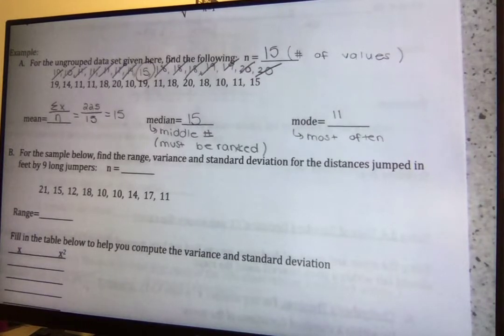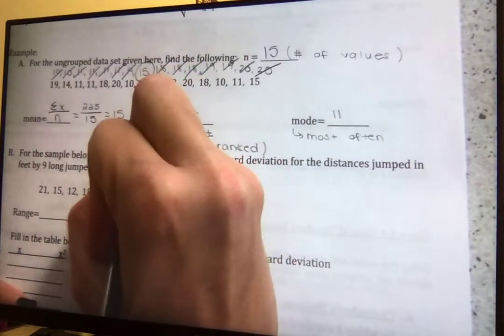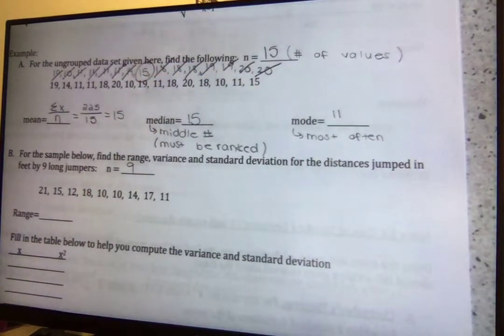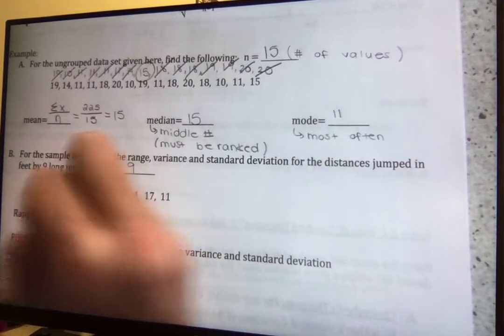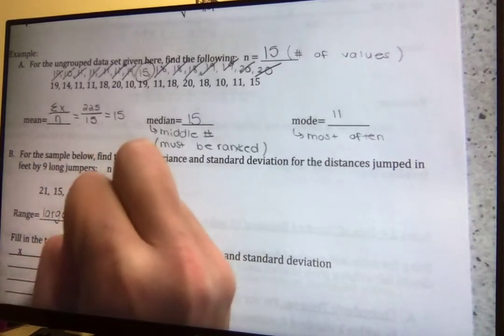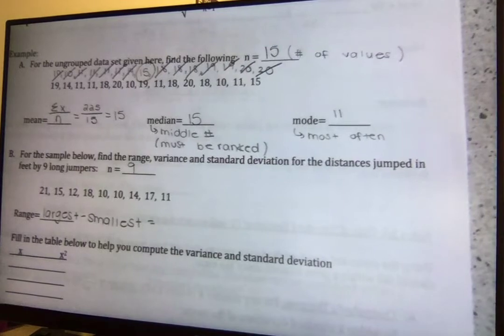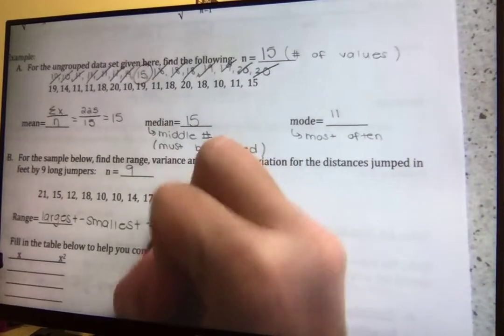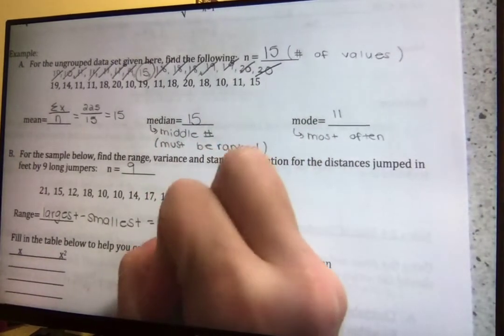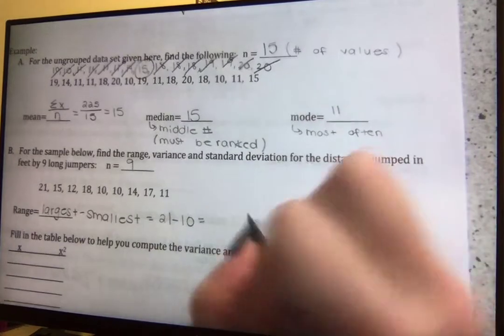All right, so moving on. For the sample below, find the range, the variance, the standard deviation for the distance jumped in feet by 9 long jumpers. Before even looking at the data, how many did it tell us that they looked at? 9. So our n value is 9. Our range, remember, is the largest number minus the smallest. Which one's the largest number? 21 minus 10. Good, thank you. 21 minus 10 will give us 11.